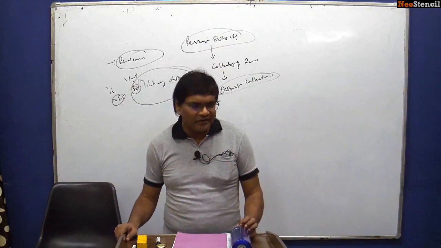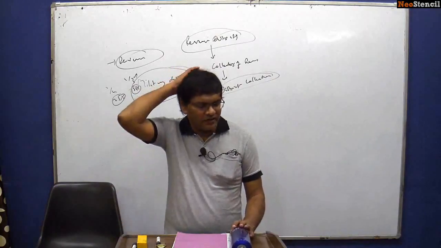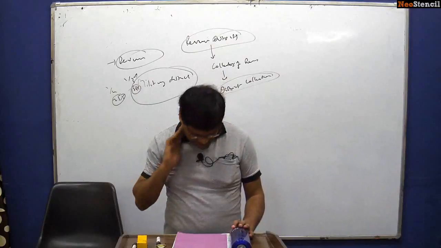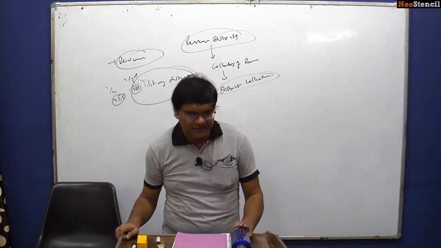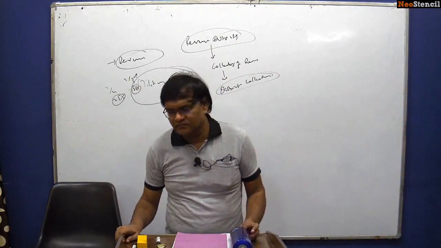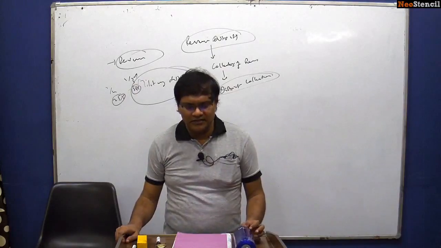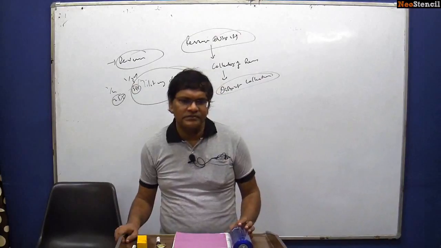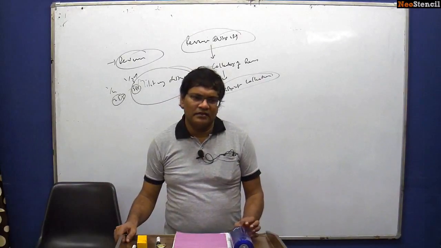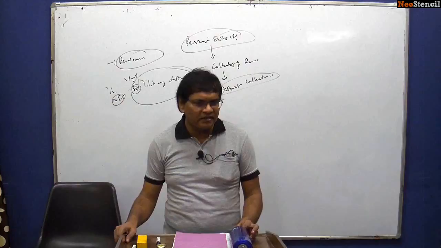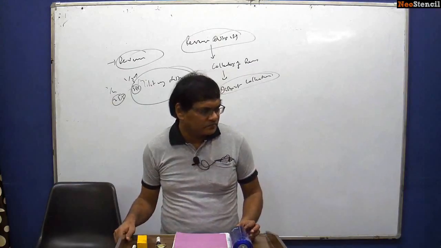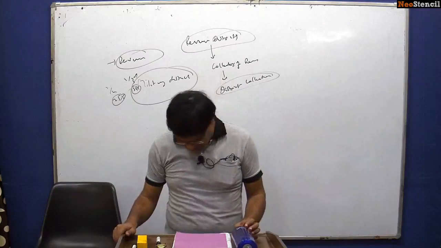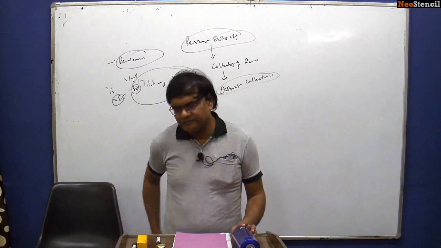So the experiment was not successful. The local self-governments experiment was not successful. And the district administration continued till independence. The rule of the district collector continued till independence.